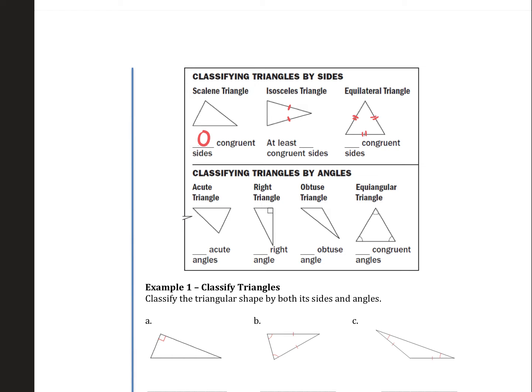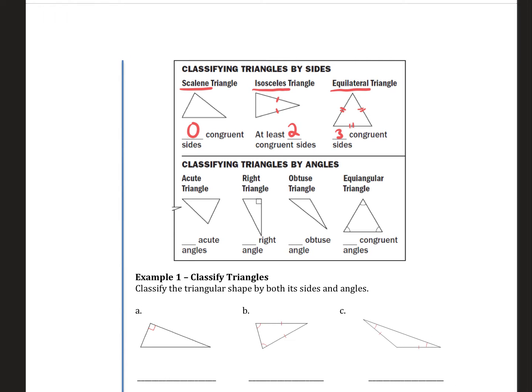How many congruent sides does an isosceles triangle have? This is scalene. Say scalene. This is isosceles. Say isosceles. Okay? Isosceles has 2 congruent sides. And this word right here is equilateral. Say equilateral. That's going to have all 3 congruent sides. All right? Sounds good. Okay, let's talk about different triangles by angles.